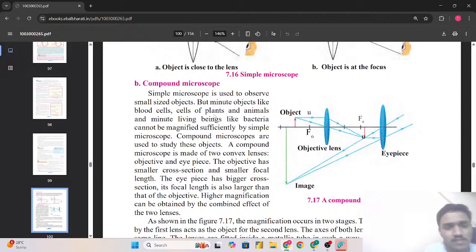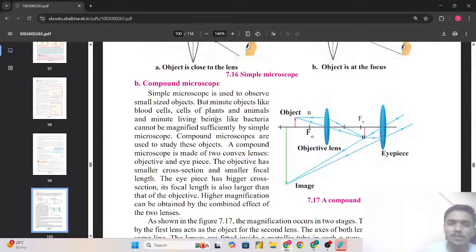Next is the compound microscope. So simple microscope is used to observe small sized objects, but minute objects like the blood cells of the plants and animals, and minute living beings like bacteria cannot be magnified sufficiently by a simple microscope.